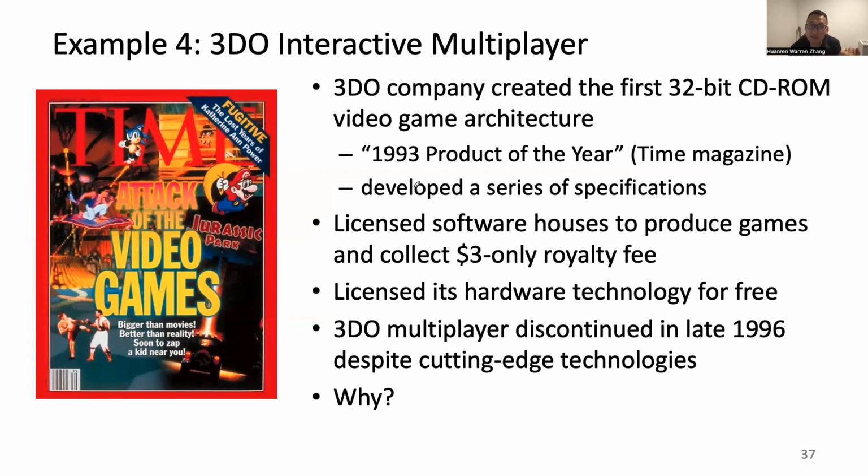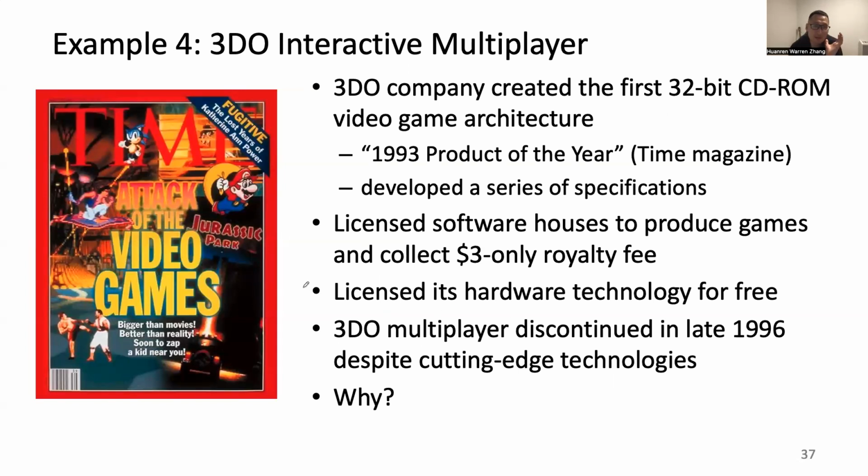This company developed a series of specifications. The business model of the 3DO company is to license software houses to produce games and collect only a $3 royalty fee. It also licenses hardware technology for free. So it allows all the hardware companies to use this very, very advanced architecture for free. Only when the software companies develop software to be used, they need to pay this $3 royalty fee for each copy.